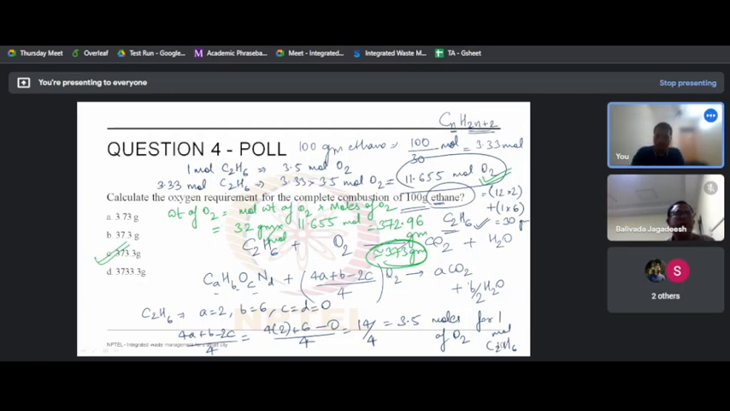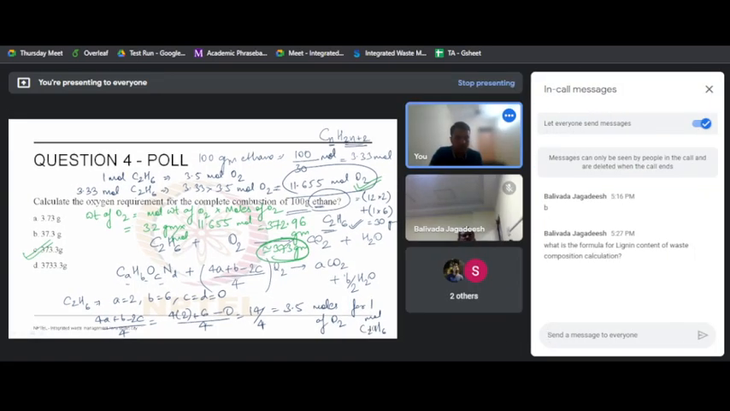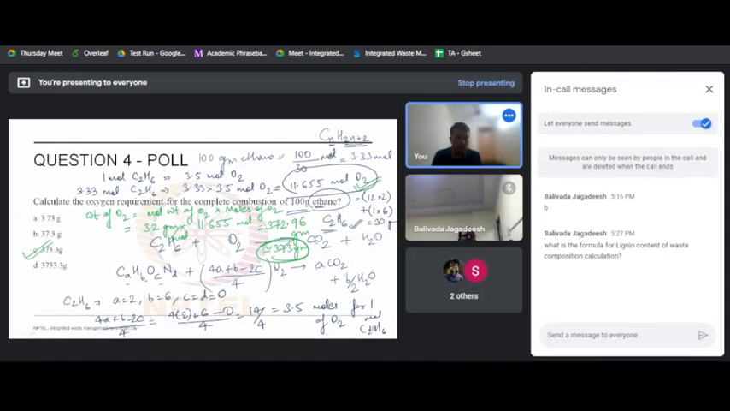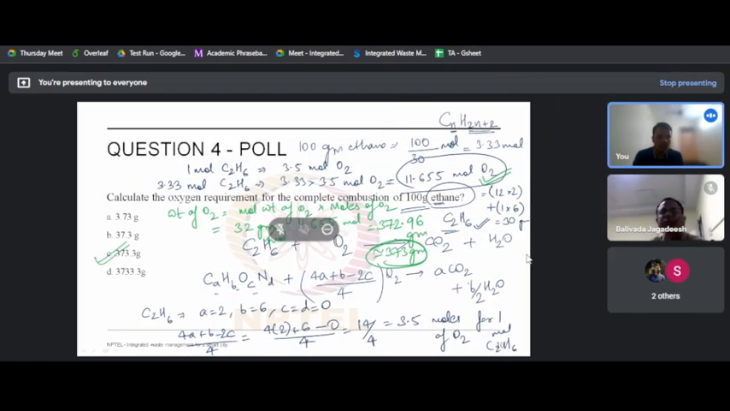So I hope this was clear. We'll just wait for a few seconds. If anyone has a doubt, rest we can move on. Just wait for maybe a few seconds. If anyone has any doubt. Yeah, so lignin content, there is one question on that. Come to it. So maybe we will move on. If anyone does not have any doubts.